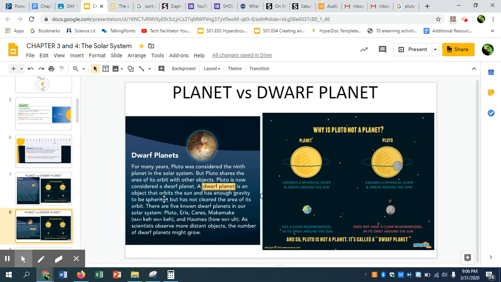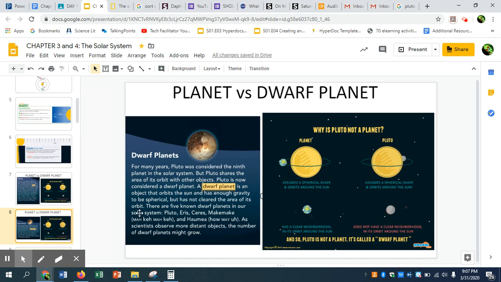You'll see some dwarf planets that are not really round, they're oblong. When we look at the dwarf planets, we'll see one of them is like that, but spherical, roundish. But here's the thing. It also has a regular orbit around the sun. But then here is the third criteria. Why is it not considered a planet? Because it has not cleared the area of its orbit of debris.